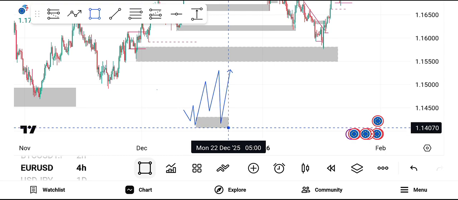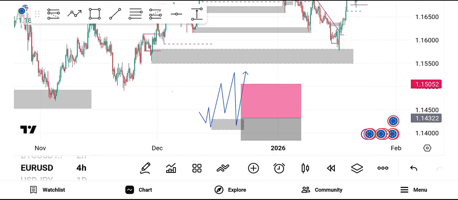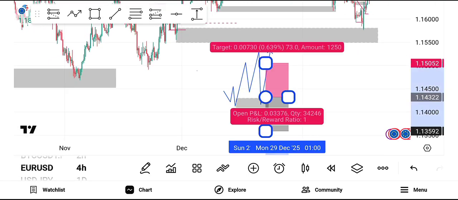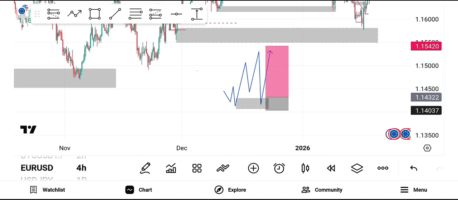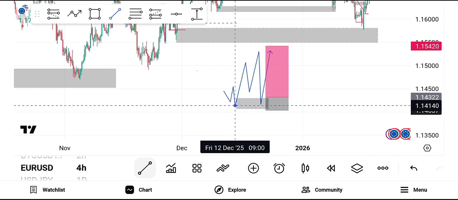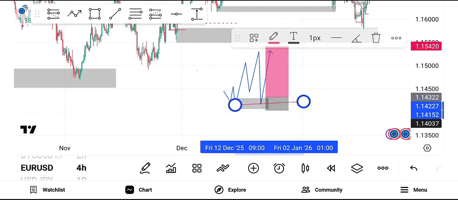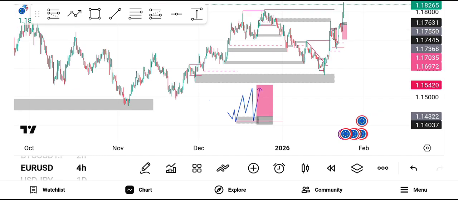So this is my normal setup, right? You just target the new high, and your stop loss should be below this particular low here. Yeah, your stop loss should be below this, right? So this is the normal thing that I trade, and this is what happened.